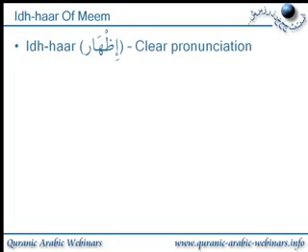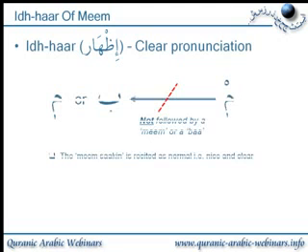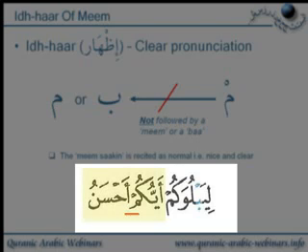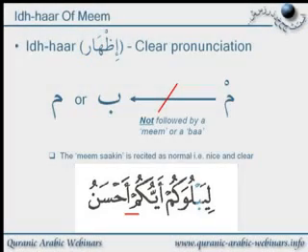Okay, the next one, Izhar, clear pronunciation. If you have a Meem Saakin which is not followed by the Meem or the Ba, then you just recite as normal. So that's clear cut. Here's an example. So we have Ayyukum ahsanu. So we've got the Meem Saakin followed by the Hamza sitting on top of Alif. So you just read it as normal. Ayyukum ahsanu. So there's no ghunna, there's no assimilation going on, and there's no hiding.